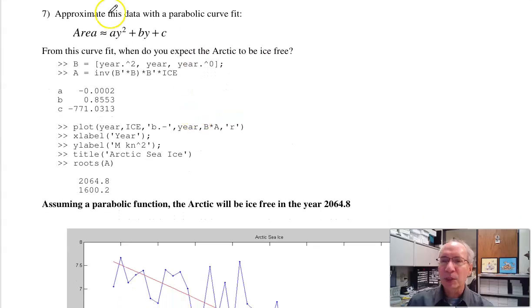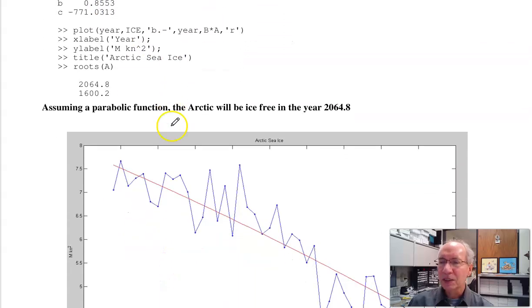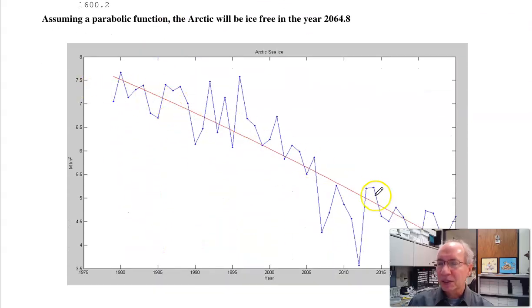If I repeated with a parabolic curve fit, just change the basis. If I now do a basis of year squared, year and 1, do least squares curve fit, I get 3 terms. This is the square term, B and C. Plot it. You see there's a little bit of bend in it. That's the parabolic curve fit.